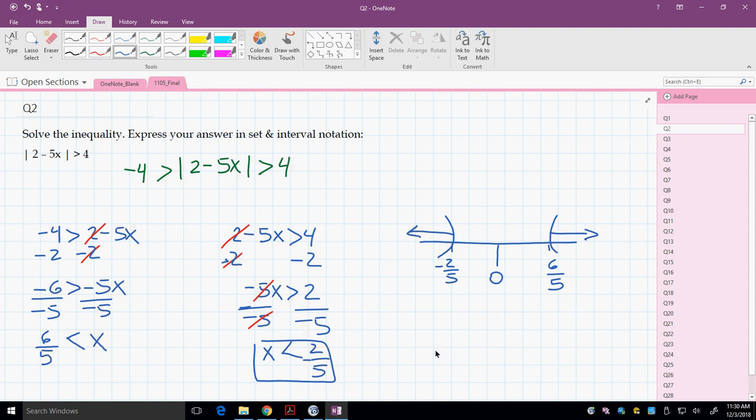So to give that in interval notation, it's going to be from negative infinity all the way to negative 2 over 5, with a parenthesis because the number is not included. We have the union with 6 over 5 going all the way to positive infinity, with a parenthesis because the value is not included.